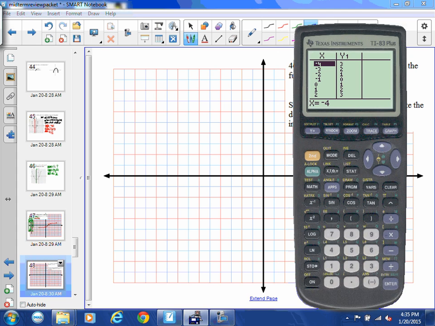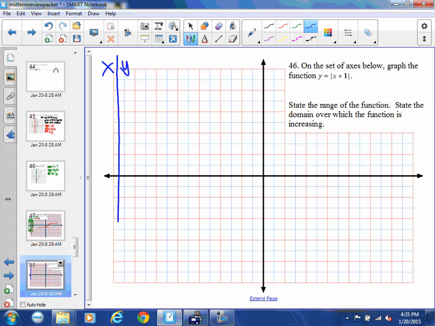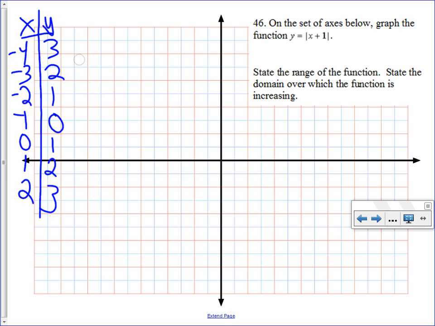Let's write that down. -4, and then it was 3, 2, 1, 0, 1, 2. -2, 4, -4, 3, -3, 2. Pretty sure I know what this is going to look like. I know it's going to be a V. There's no domain. There's no interval. So I put arrows, and that's my graph.